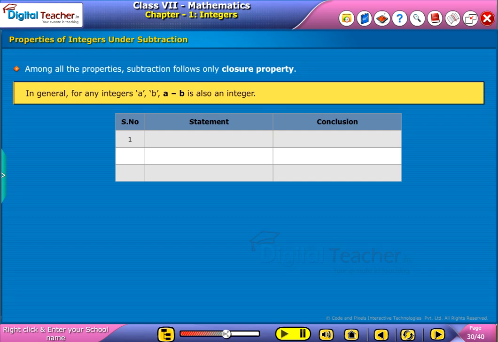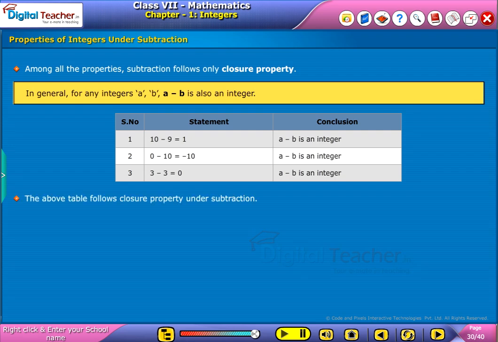In the first statement, 10 minus 9 is equal to 1, and it concludes that a minus b is an integer. The same holds for the second and the third statements as shown in the table. Therefore, the above table follows the closure property under subtraction.